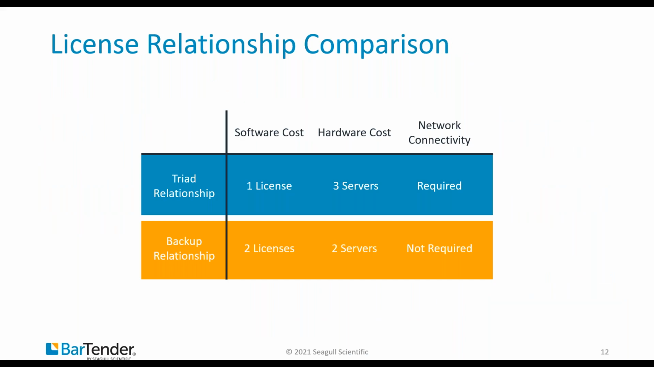So in comparing and choosing which one makes the most sense for your organization, usually customers decide which redundancy relationship to use by evaluating software costs, hardware cost, and network connectivity robustness. For software cost, Triad relationship only requires one software license, while a backup relationship requires two software licenses. On a hardware cost, a Triad relationship requires 3 servers, while a backup relationship requires only 2 servers. And with network connectivity, a Triad relationship requires a very robust network connection between the 3 servers, while a backup relationship does not.